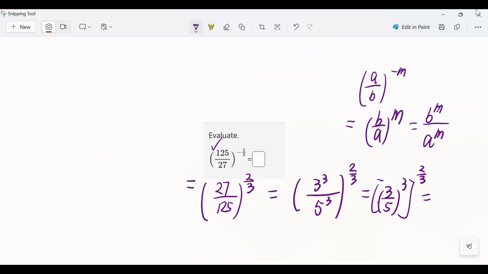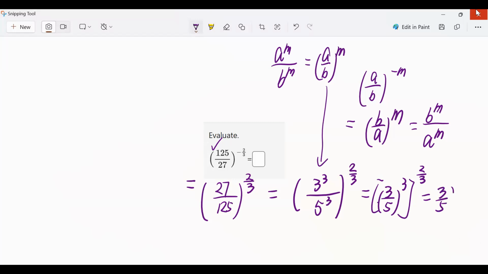Now using the exponential property, basically, if you have a to the m over b to the m, you can do a over b to the m. That's exactly what we do here, right? This step. We stick to 3/5 to the third, and then 3/5 multiplied by 3 and then 2/3. Cancel the 3, we get 3/5 to the second power. So that will be 9/25. Okay.